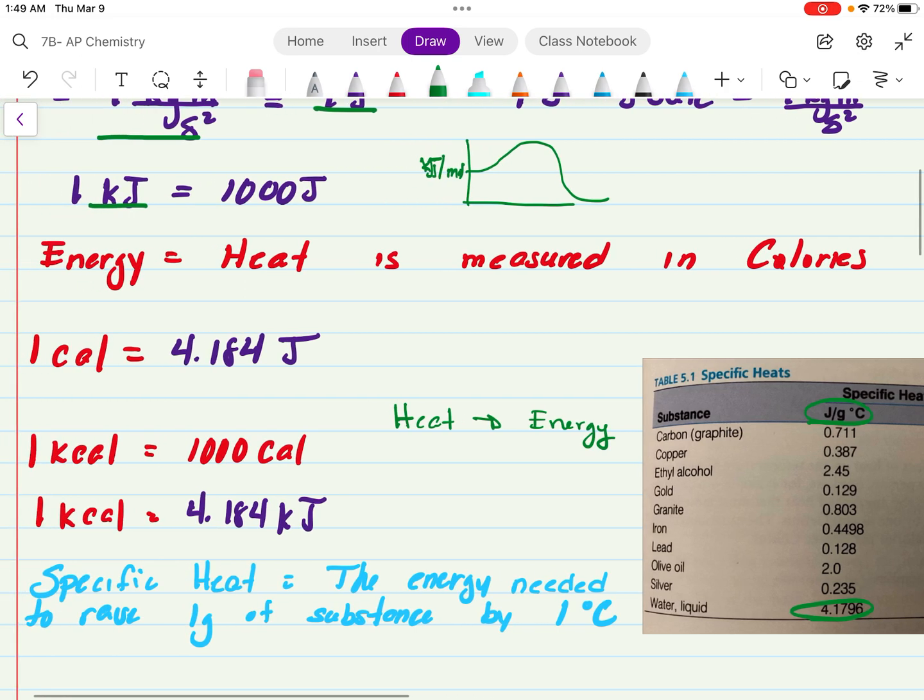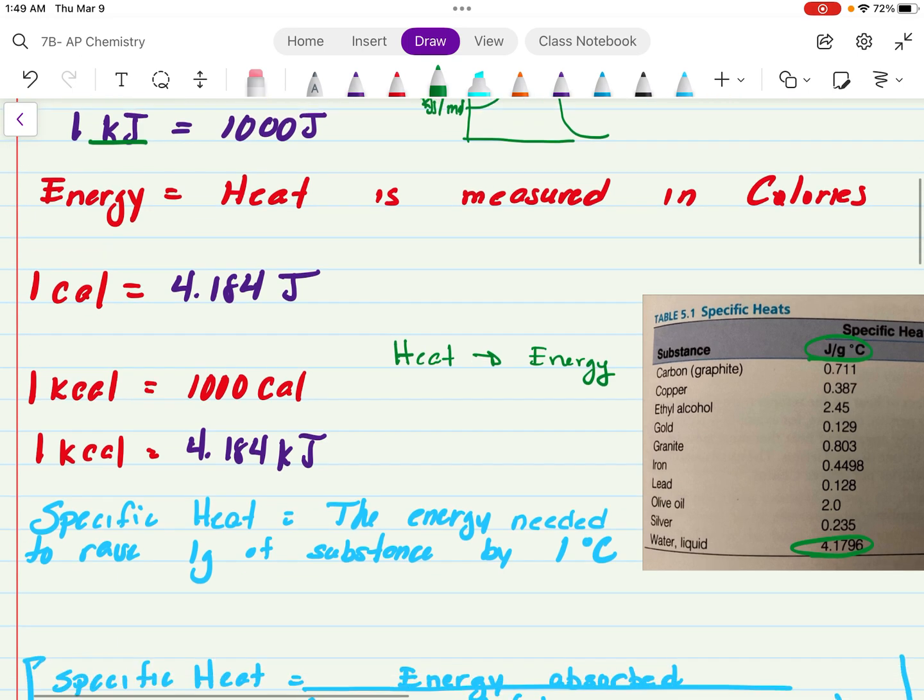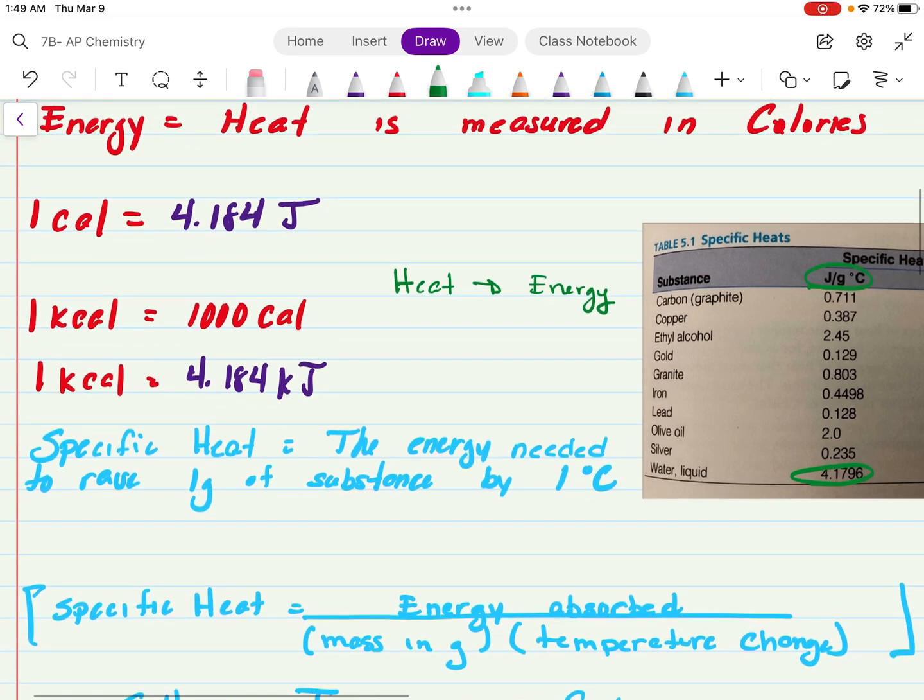Now, let's focus on specific heat because we just reassured ourselves that we can use the amount of heat absorbed by a substance to determine the amount of energy present, or the amount of energy absorbed. So how do we do that?